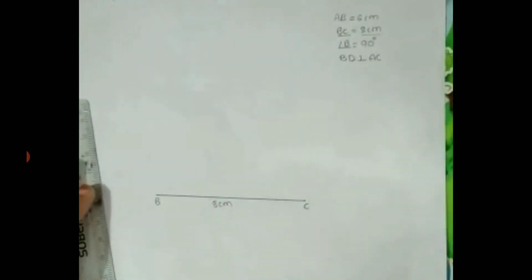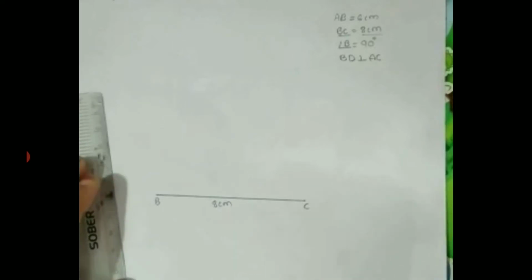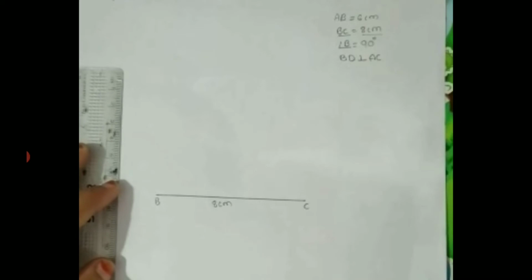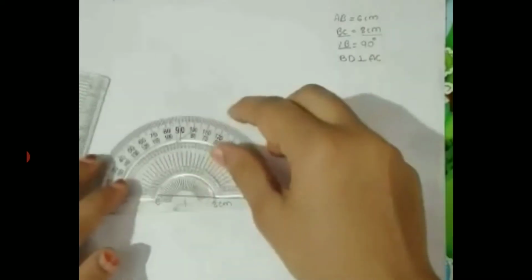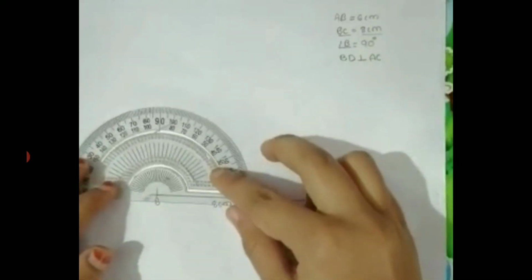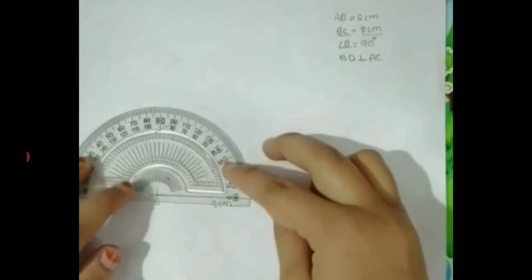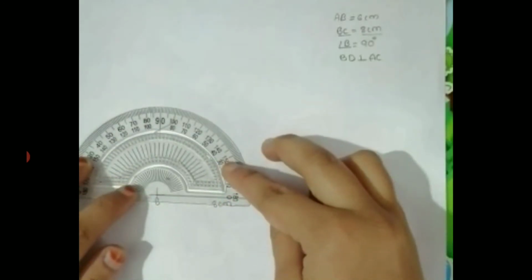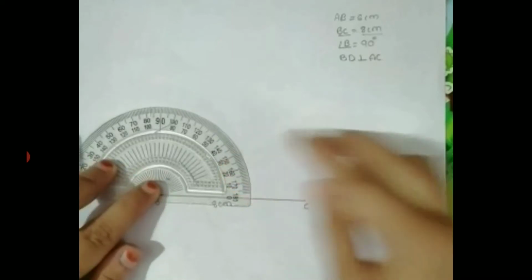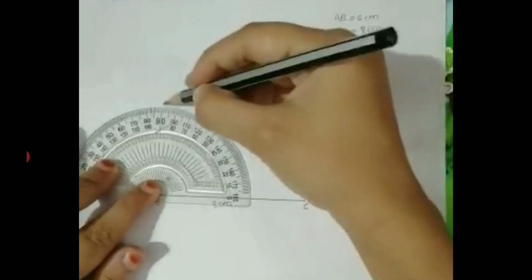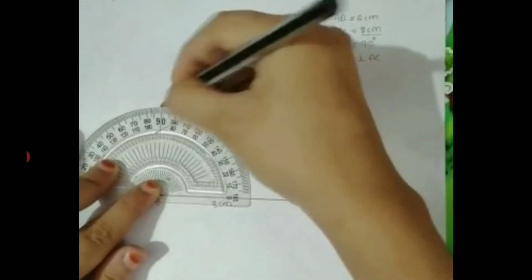Now at point B, draw a 90 degree angle. You measure 90 degrees at point B, because it is given that angle B equals 90 degrees. Measure 90 degrees with BC as a base at point B. Here you got 90 degrees.